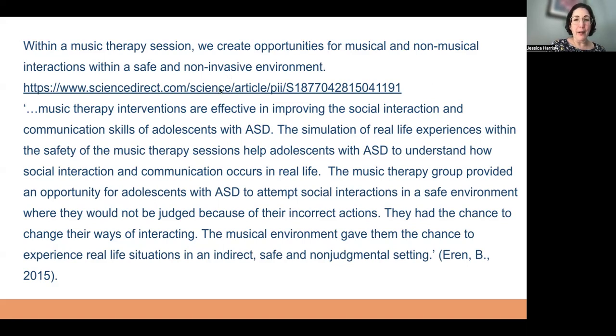And we are sharing with you an article here, and this article explores a music therapy group with autistic adolescents. And Erin in 2015 stated that music therapy interventions are effective in improving the social interaction and communication skills of adolescents with ASD. The simulation of real-life experiences within the safety of the music therapy sessions helps adolescents with ASD to understand how social interaction and communication occurs in real life.